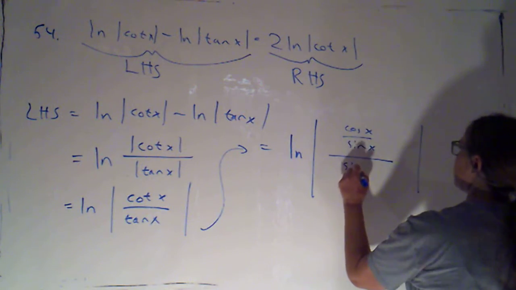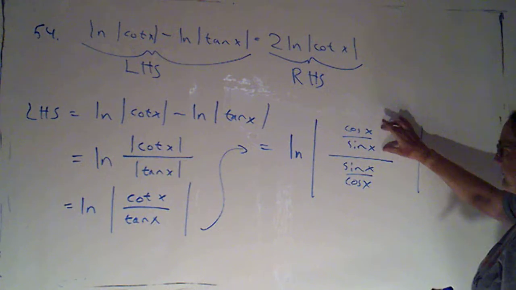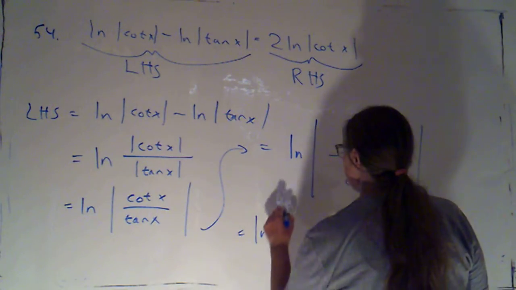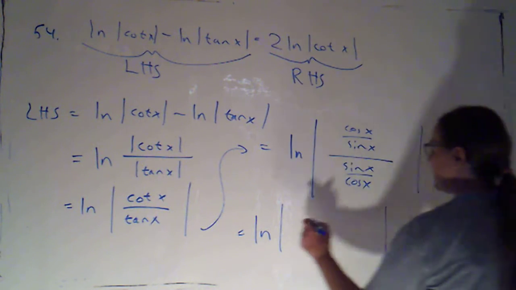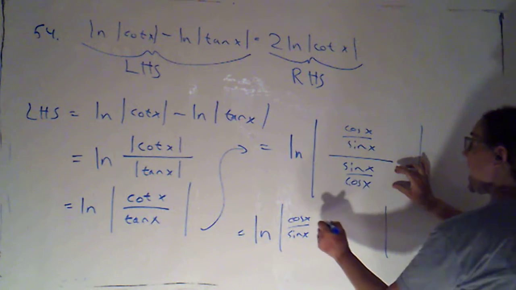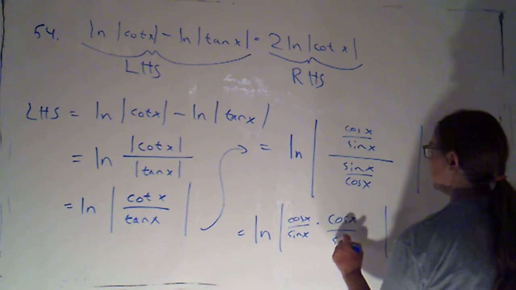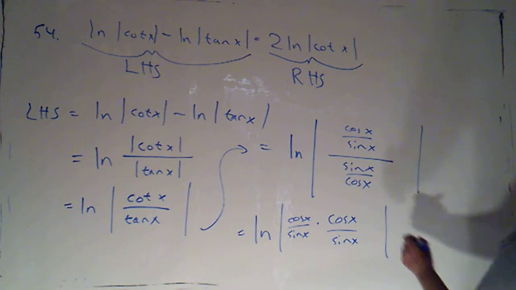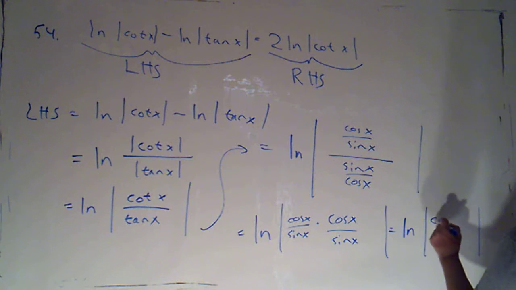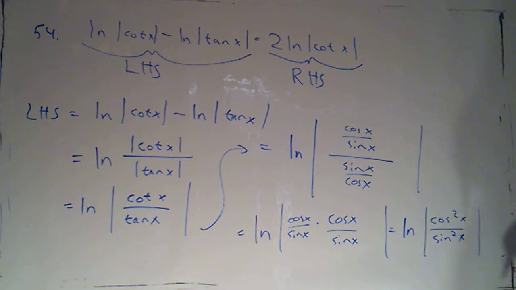Tangent of x, that's sine of x over cosine of x. So I've got a fraction divided by a fraction, and the way I would do that is I would say this is the natural log of the absolute value of cosine x over sine x, the fraction on top, times the reciprocal of the one on bottom, so times cosine x over sine x. Okay. So that becomes the natural log of the absolute value of cosine squared x over sine squared x.